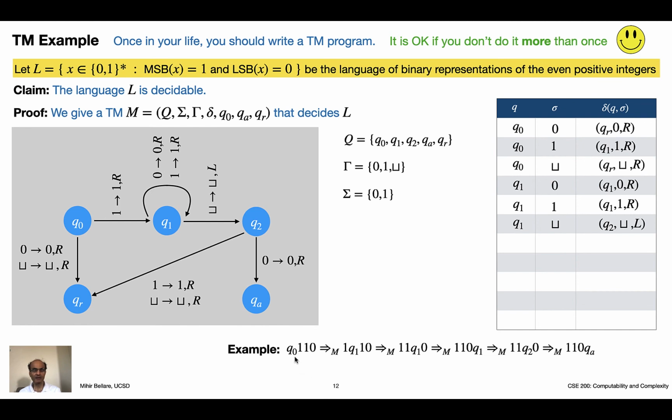Suppose I started on the input 110. The first configuration looks like this. This says Q0 is the state, the starting state, and the tape head is looking at this one, and here's the full input. What happens? It's a 1, so this transition is followed. I now enter state Q1, but I've moved to the right.